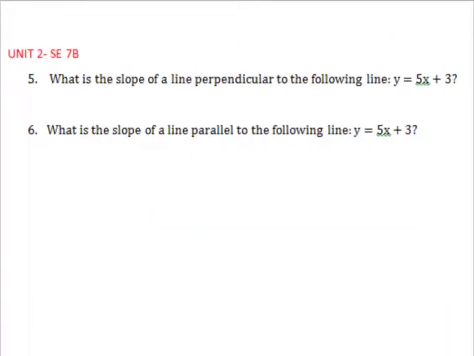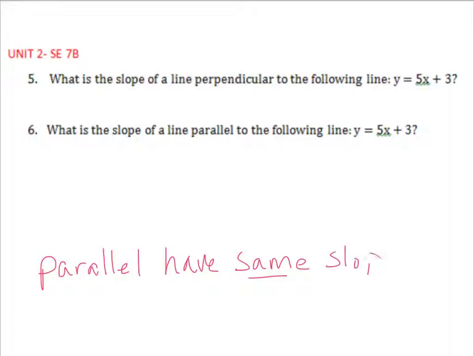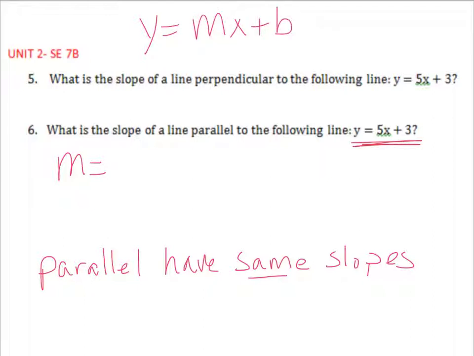What is the slope of a line perpendicular and what is the slope of a line parallel? Parallel lines have the same slopes. They're the same. So what we need to do is figure out what is the slope in this line. The slope is our m in y equals mx plus b. So our slope is our 5. So m equals 5. The line is parallel, so the parallel slope is also 5 because they should be the same.